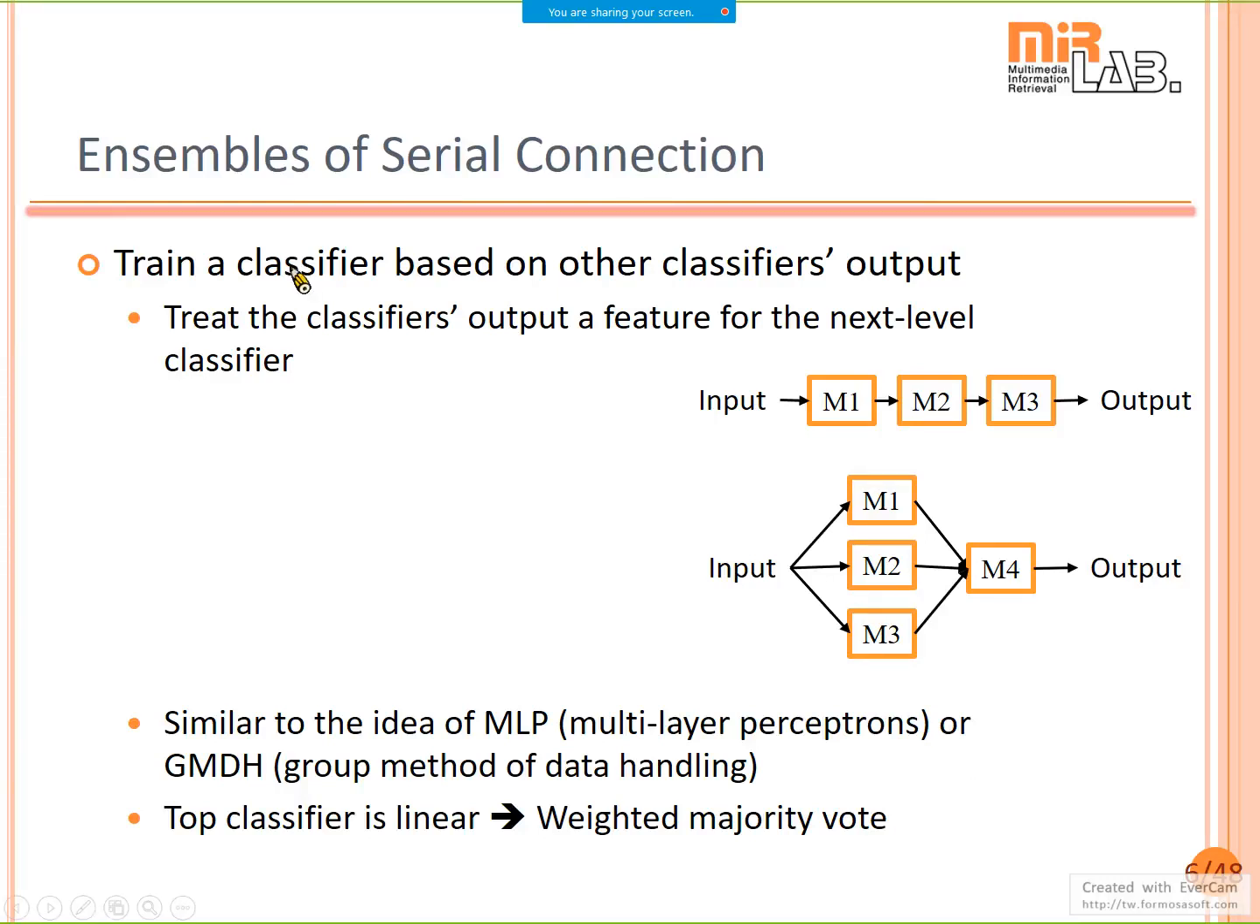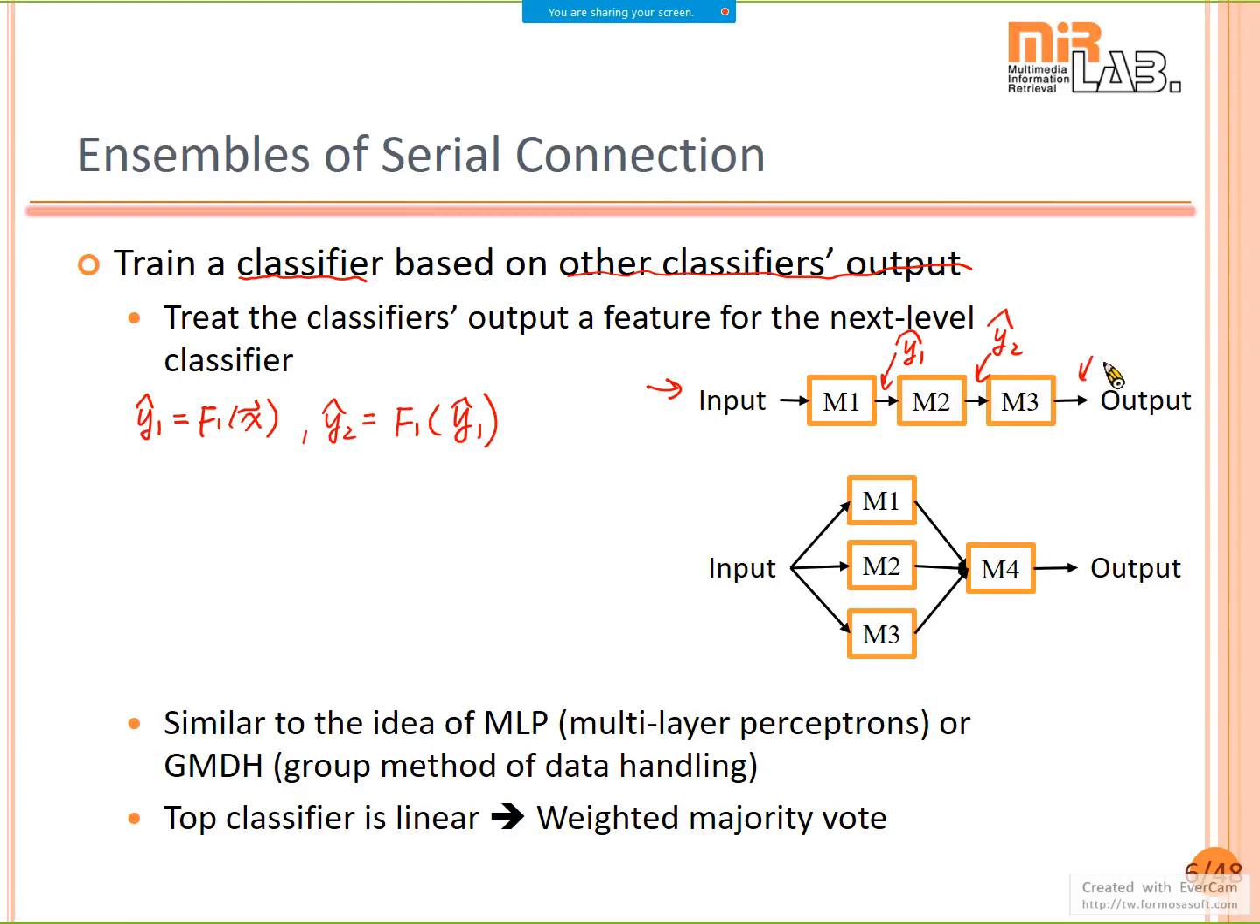So we need to train a classifier based on other classifiers' output. For instance, this is a simple serial connection. Then you can write something like this: y1 hat is equal to f1 of x, where x is the input. So we can say y1 hat is here. Then y2 hat is equal to f2 of y1 hat. So we have a y2 hat here.